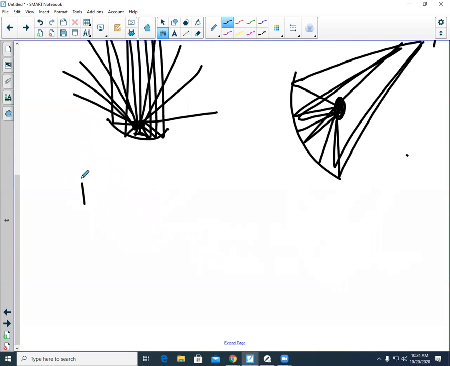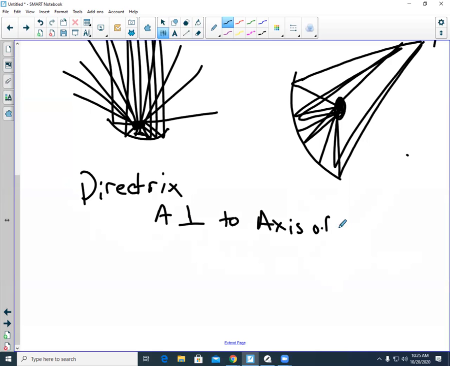The last thing that we're really going to spend a little bit of time talking about is the directrix. This is not as interesting as the focus, but this is a perpendicular line to the axis of symmetry. All right. So what this is actually going to look like on a graph, it's going to be pretty straightforward.